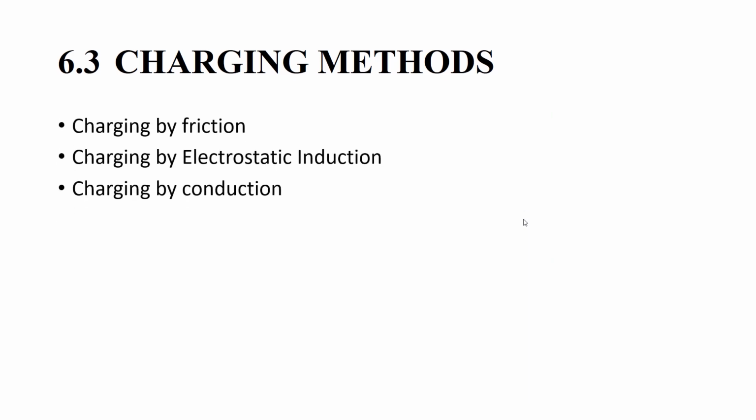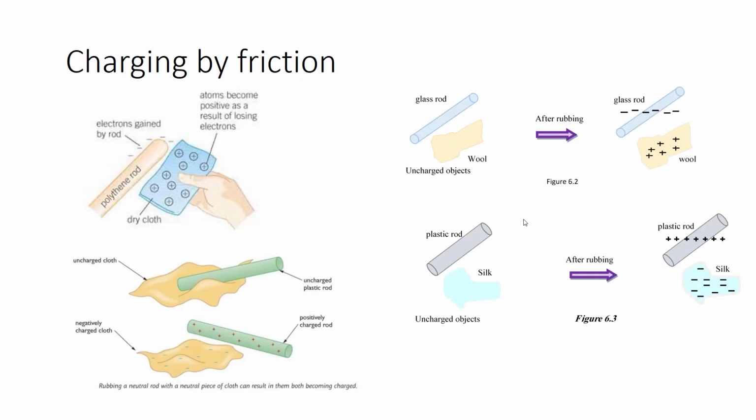Now, charging methods. How can we charge a neutral object or body? We can charge through three methods: charging by friction, charging by electrostatic induction, and charging by conduction. Now, we will discuss them one by one in detail. Charging by friction. You can charge any neutral object through friction, through rubbing an object over another object.